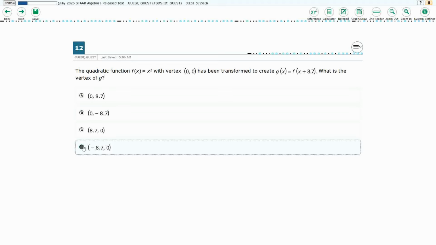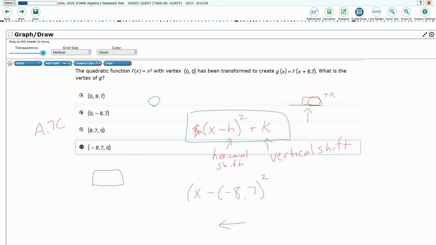So you can solve it if you memorize the rules, or you can always plug it in, but you need to make sure you plug in either y equals and then x plus 8.7 quantity squared, or plug in the f of x and then the g of x. Either one of those situations will help you out. So our answer here, like I said, is D.